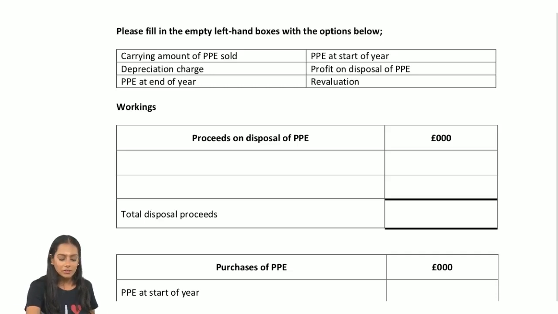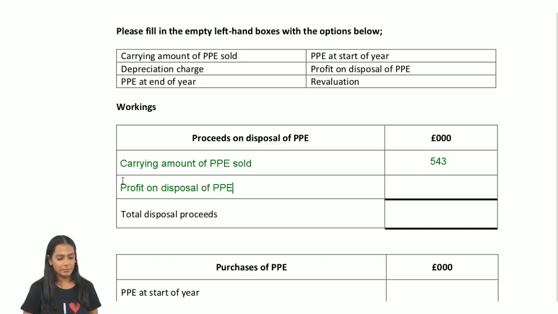The first thing that you could start off with is the net book value of the disposed amount. So carrying amount of PPE sold. And we identified this to be $543,000. Now, this asset was sold at a profit of $139,000. So we've got profit on disposal of PPE. To find the profit on disposal, we've just looked at the statement of profit or loss, and that's $139,000.